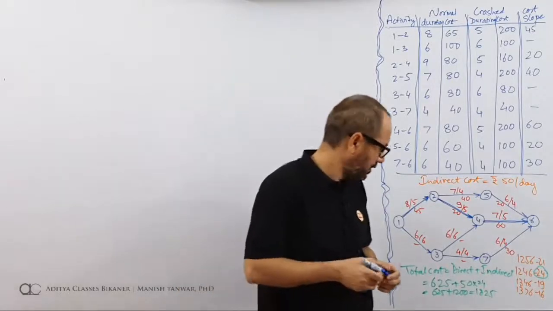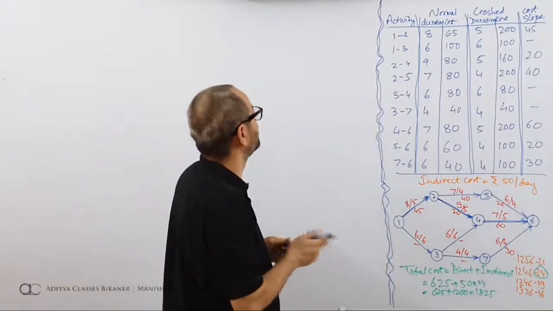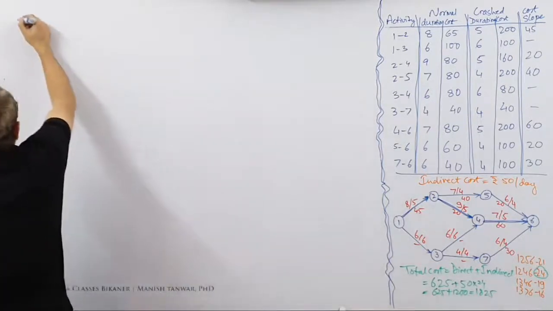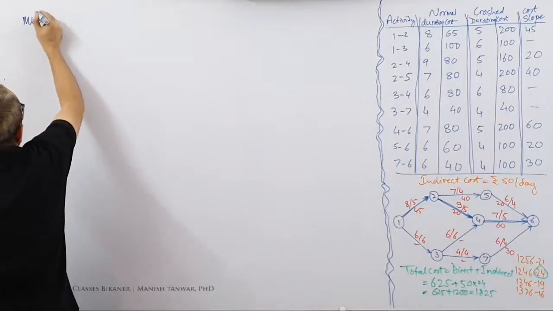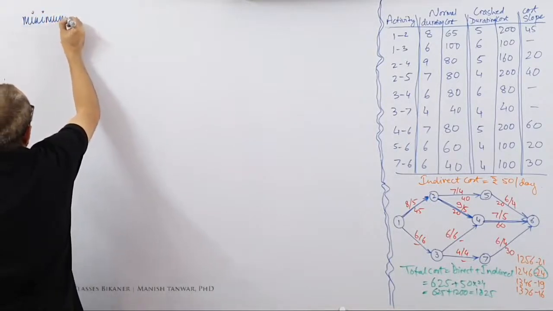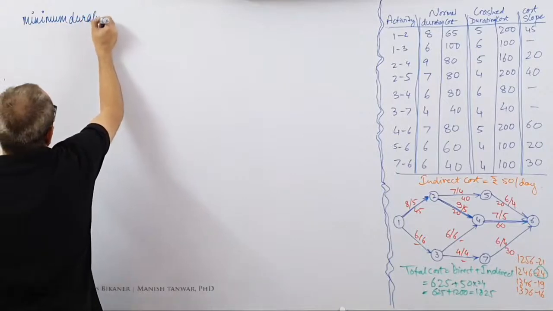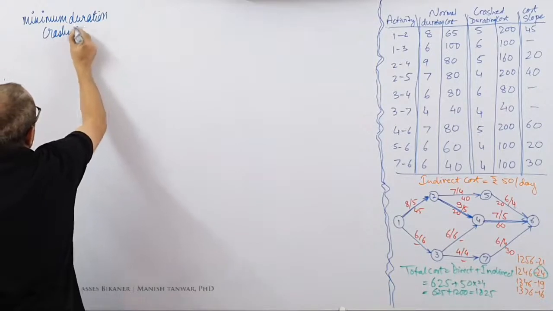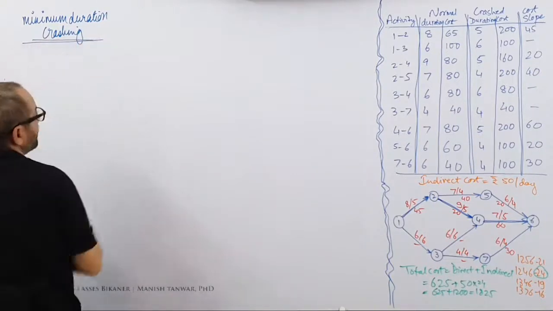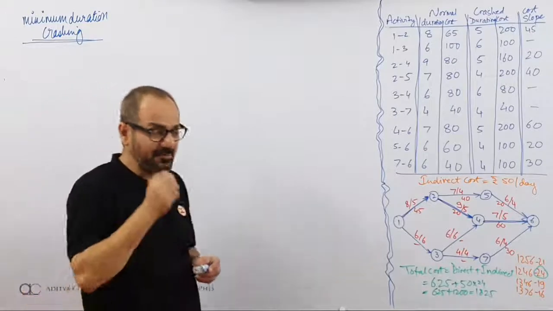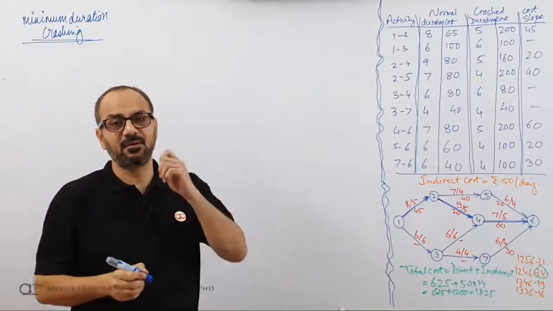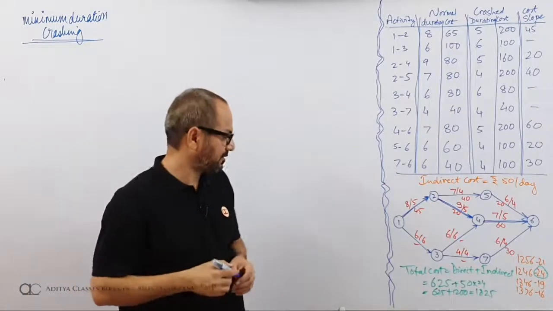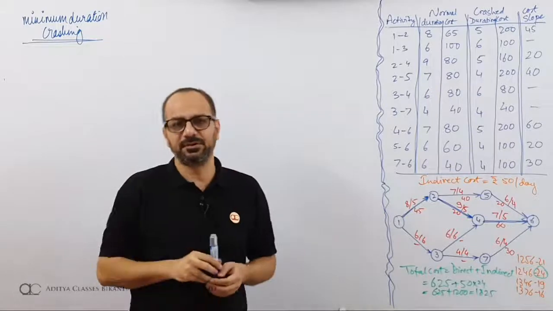Now today, when we meet, we'll talk about minimum duration methods. Minimum duration crashing. We are talking of minimum duration crashing. Last time we talked of minimum cost, and in terms of duration, it was optimum duration. Today we are talking of minimum duration.